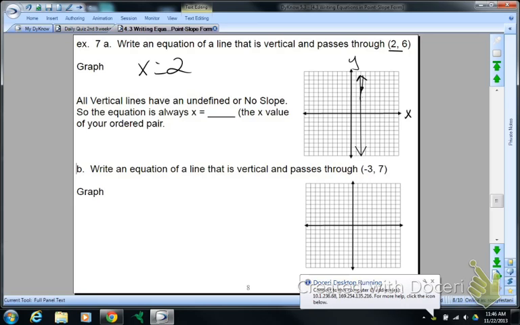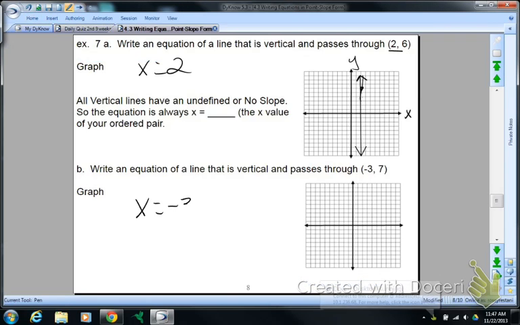So example B, write an equation that is vertical and passes through (-3, 7). What is the equation for that? x equals -3. So the graph would look something like this. Okay?